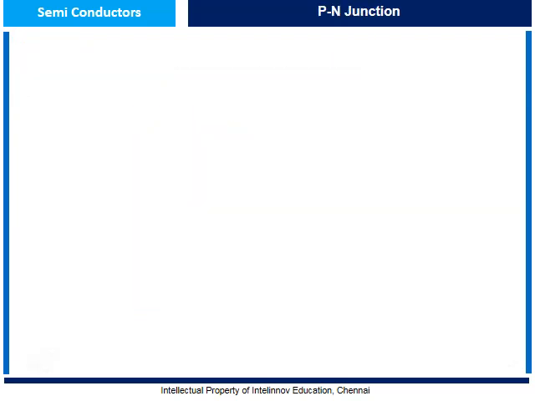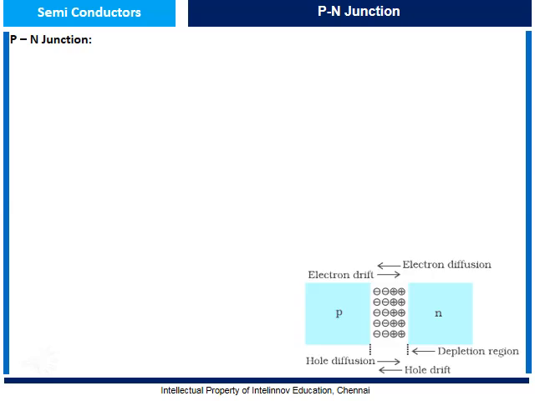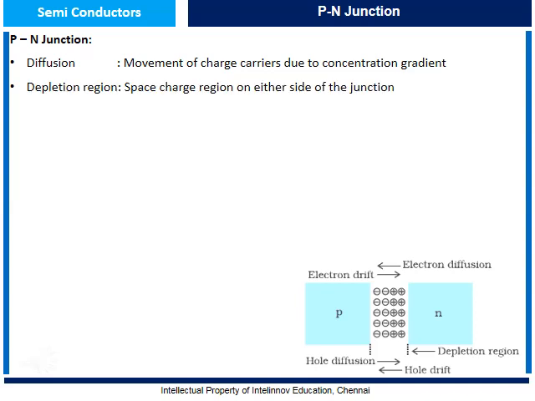Now let us understand PN junction. There are a few important terminologies which we need to understand in PN junction. First of all, diffusion. Diffusion is nothing but movement of charge carriers due to concentration gradient. The charge carriers could be holes or electrons. The movement will be from higher concentration to lower concentration. Depletion region. It is the space charge region on either side of the junction.